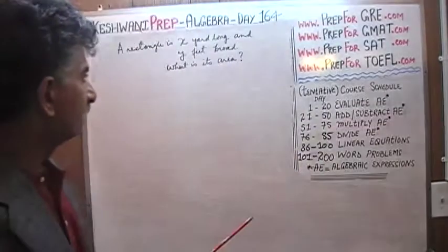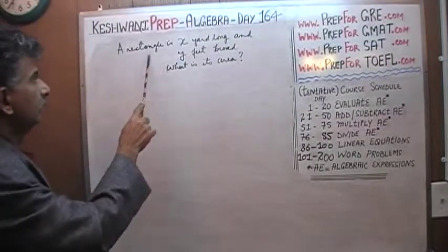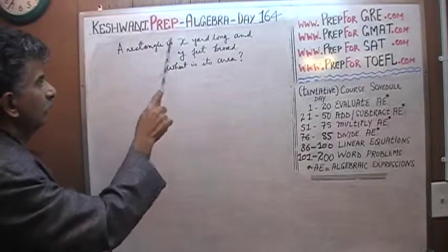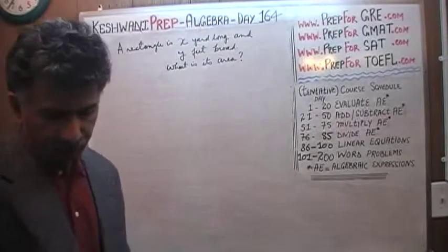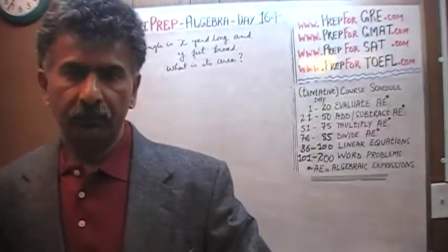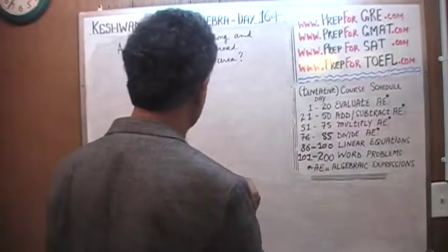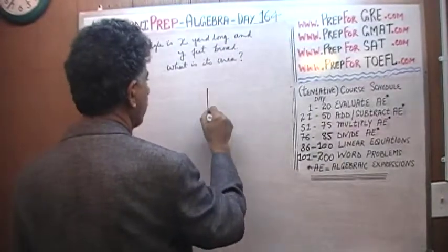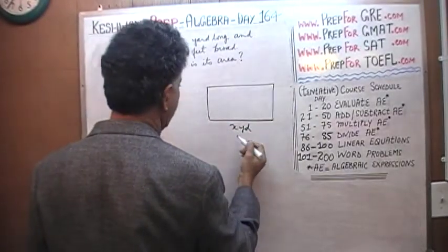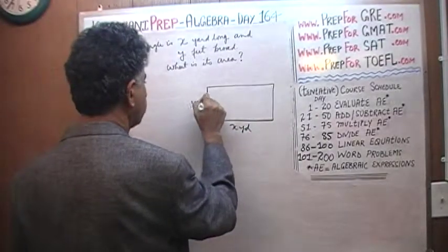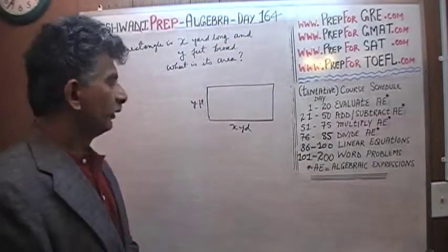Here's the problem on the blackboard for today. We're given a rectangle which is x yard long and y feet broad. The question simply is, what is the area? The two dimensions given to us are x yard long and y feet wide, or broad. What is the area of this thing?